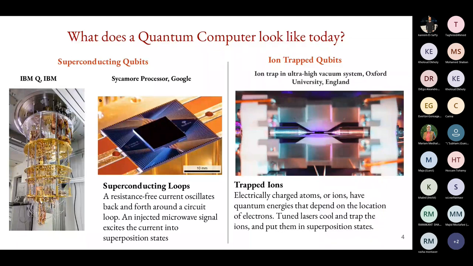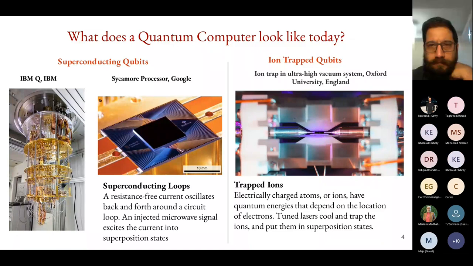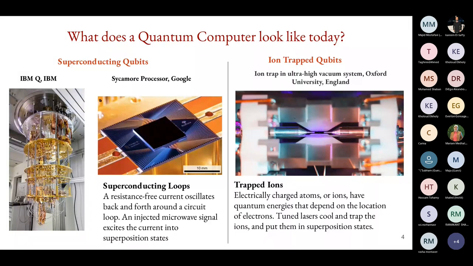Superconducting qubits, as their name says, are based on superconducting materials or superconducting loops, which is a resistance-free current that oscillates back and forth around a circuit loop. We will see how this is manifesting. The control of the states in a superconducting quantum qubit is actually done via microwave signals, or microwave pulses, which would actually affect the state of the qubit to a certain state that we would like to achieve. And that's basically the basis of how we create quantum gates. We will go further into details on this.